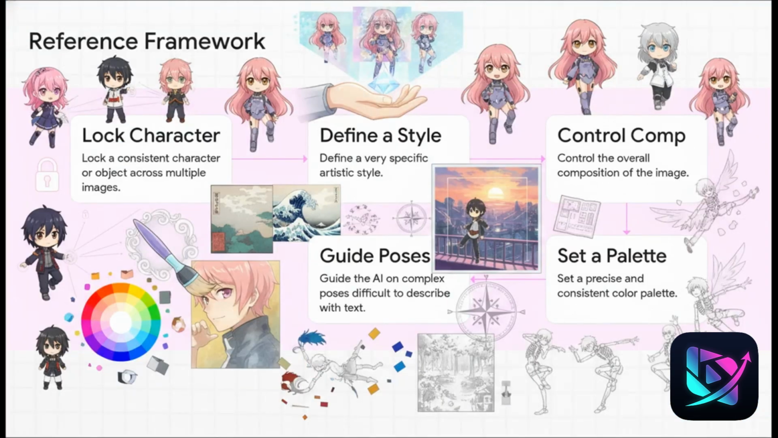So here are the 5 key ways you can use this. Number 1, lock in a character or an object, so you're not re-rolling 100 times for the right face. 2, define a style. This is huge for making sure everything feels like it's part of the same set. 3, control the composition. 4, set a very specific color palette. And 5, and this one's a lifesaver, guide complex poses, the kind that are just impossible to describe with words. Each one of these is another layer of control you get.